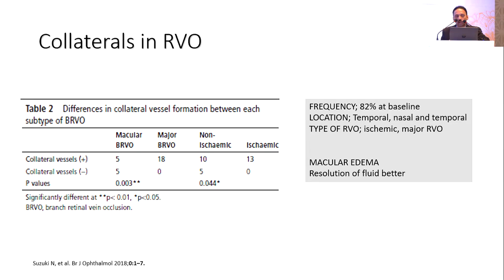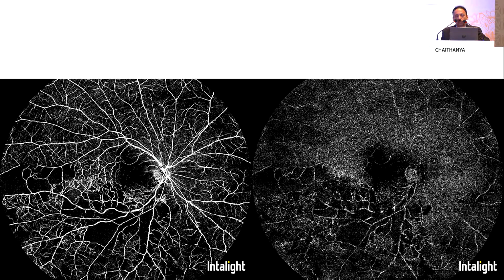And identifying collaterals is important because OCTA-based studies have shown that collaterals are picked up much earlier, not at the 3 to 6 months of the disease. It's seen in almost 82% of cases, even at baseline. And if you have a collateral, it's a good prognostic sign. The earlier the collateral develops, the better the chance that your macular edema is going to get better, and the resolution and the final visual acuities are going to be better.